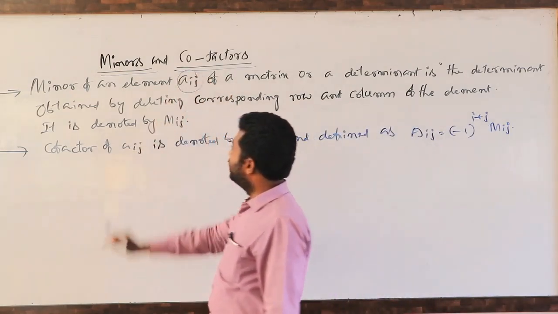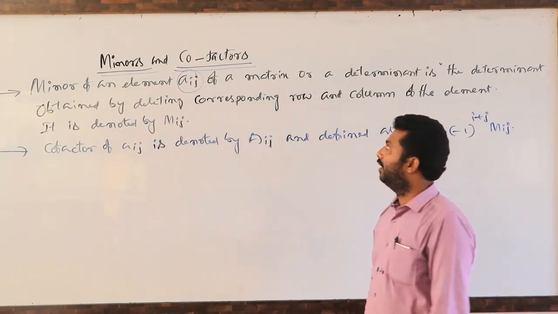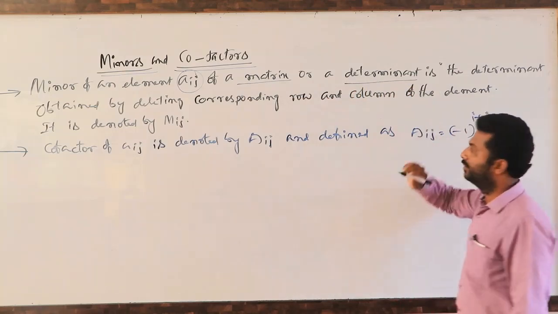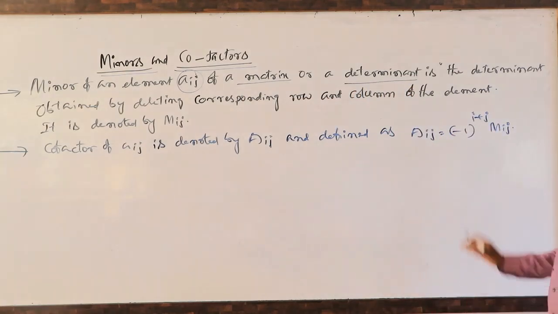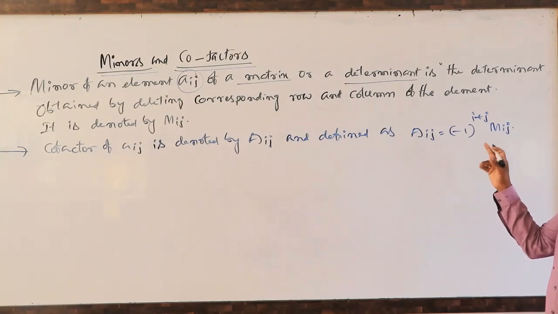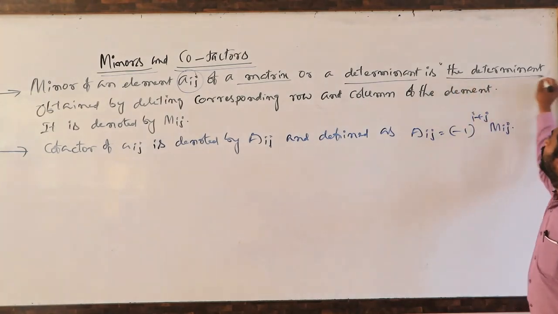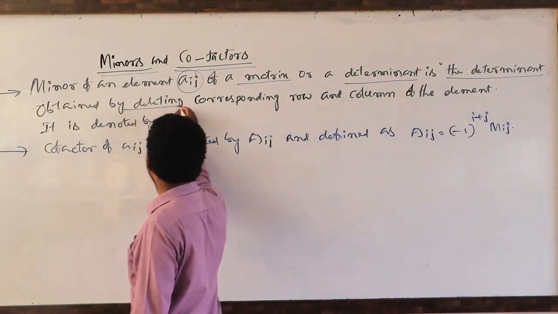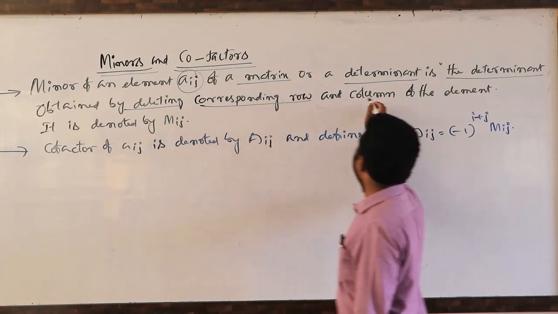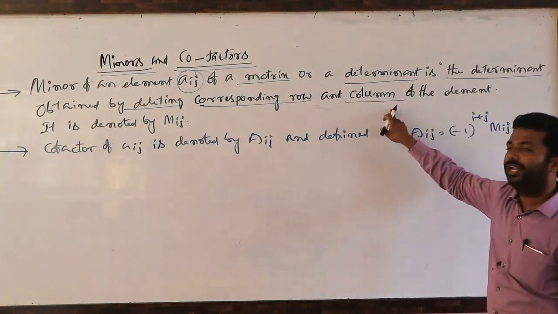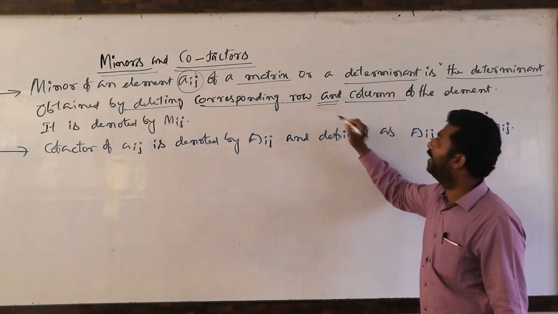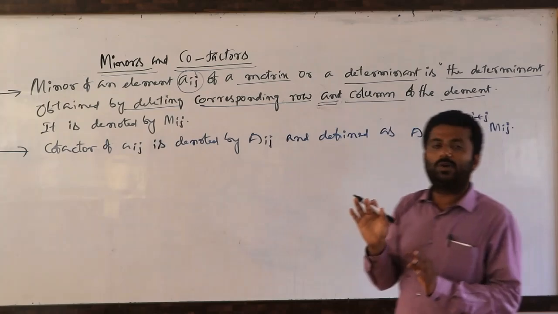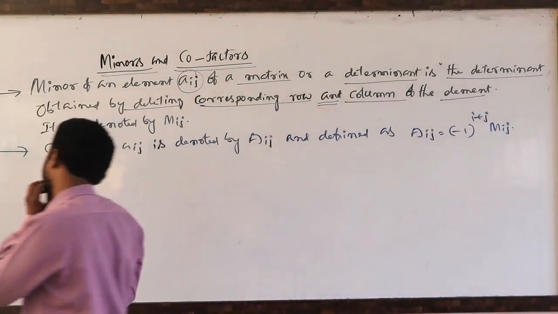Minor of an element. Suppose Aij is an element of a square matrix or a determinant. The minor of an element Aij is the determinant obtained by deleting the corresponding row and the corresponding column. We have to delete both, so we are using the word 'and' for the corresponding row and corresponding column. One simple example I am taking.